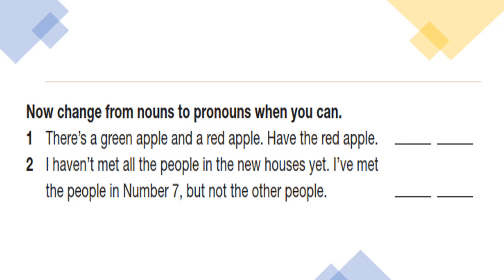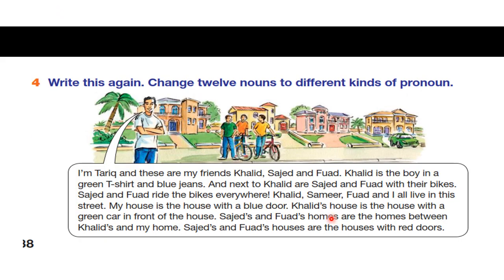Now there is exercise C. There is a green apple and a red apple. Have the red apple. Red apple here means one of two, one from a group. Have the red one. Okay. I haven't met the people in the new houses yet. I have met the people in number 7, but not the ones. Okay, thank you very much.